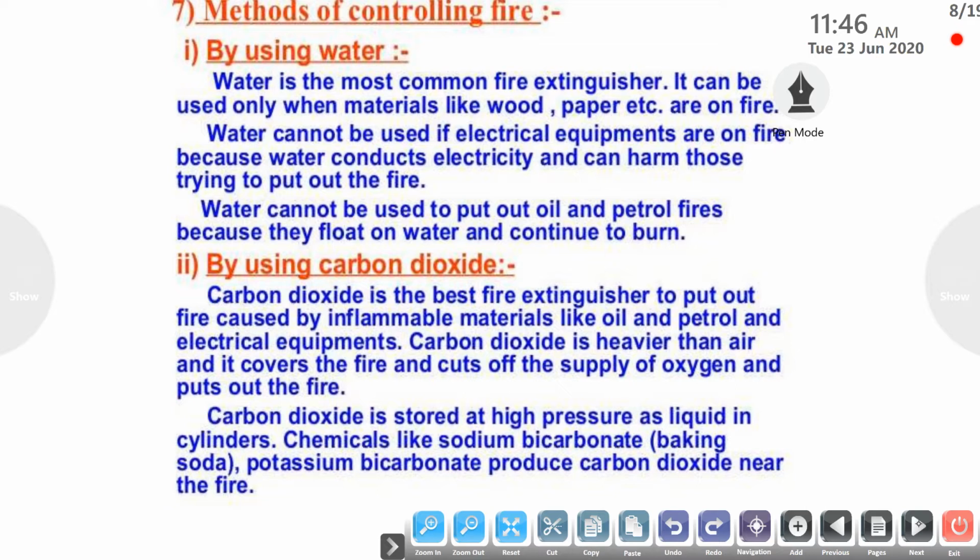Next is by using carbon dioxide. As you all know, carbon dioxide is used as the best fire extinguisher to put out fires caused by inflammable materials like solid fuels, liquid fuels, or gaseous fuels like oil, petrol, and electrical equipment. Because carbon dioxide is heavier than the air, or heavier than oxygen, it covers the fire and cuts off the supply of oxygen to the fire. Mainly, carbon dioxide is stored at higher pressure as liquid in cylinders. Chemicals like sodium carbonate or baking soda, and potassium carbonate, produce carbon dioxide near the fire.